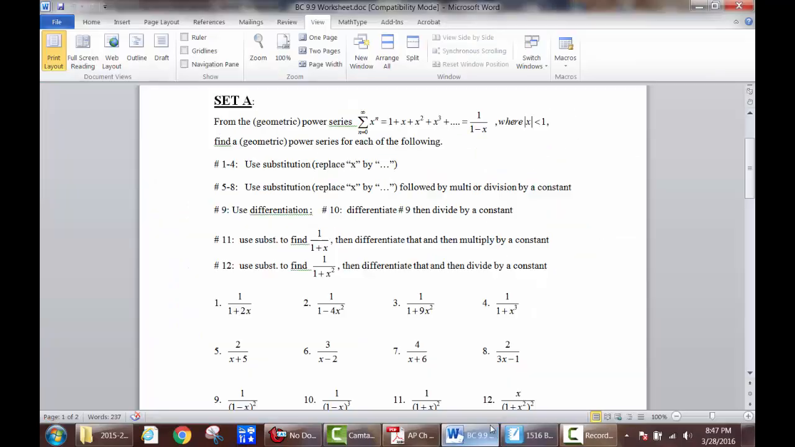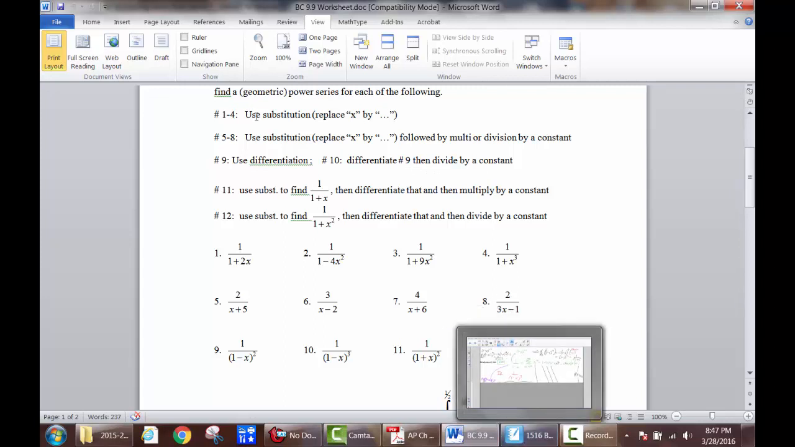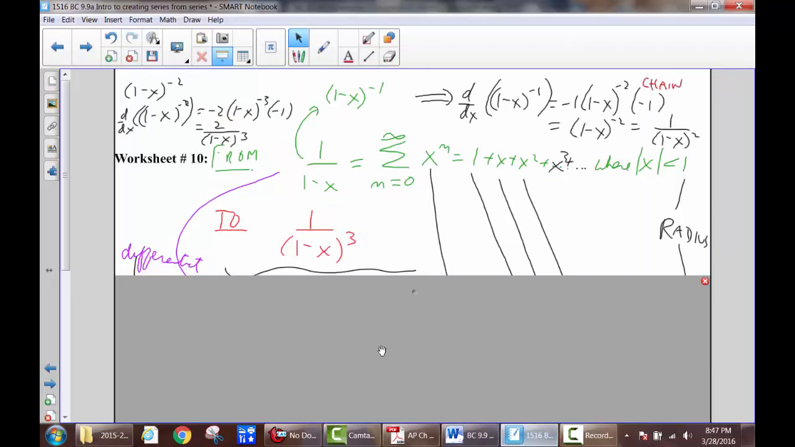For number 10, it tells you differentiate the original series and then divide by a constant. Differentiate number 9, so you're taking the derivative twice. Okay, so here's what happens.